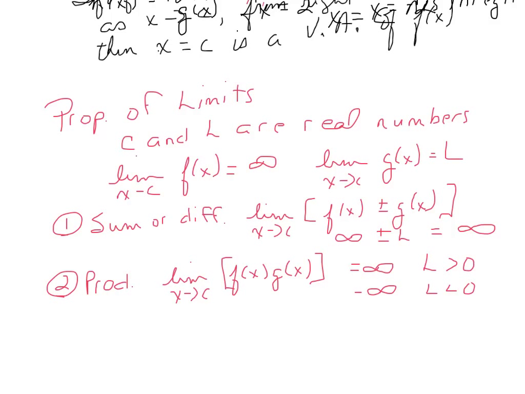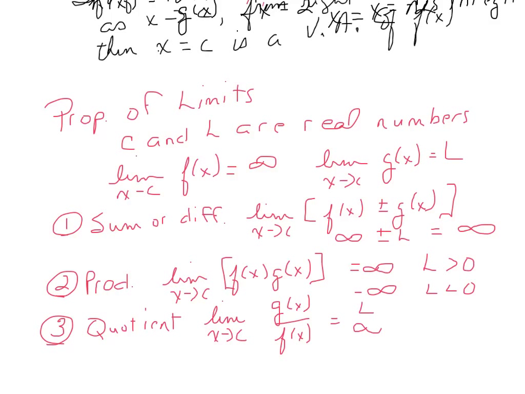And then finally the quotient. If we take the limit as x approaches C of g of x over f of x, remember, this is going to be some real number L over infinity, and here the limit's 0. So anytime you get a number over infinity, the limit is 0.